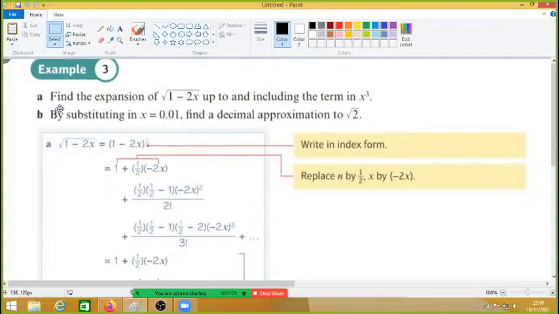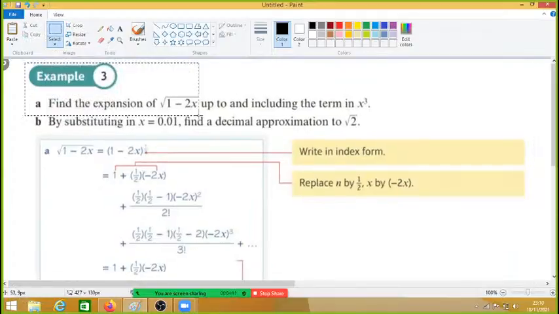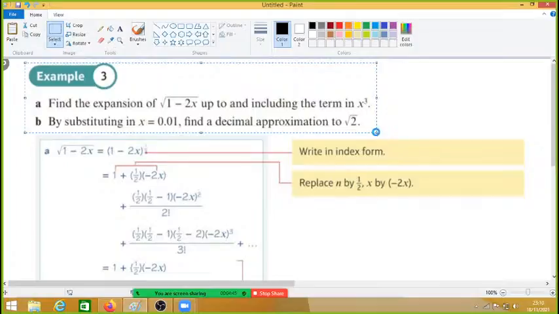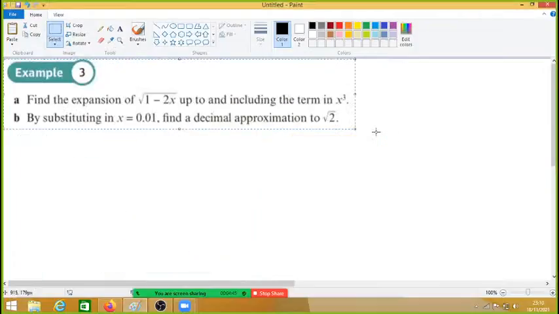So it's example 3 in the textbook. Let me just read it to you. It says find the expansion, in other words, use the binomial expansion formula, of the square root of 1 minus 2x. And you remember that a square root can also be written as the power of a half. So we're going to rewrite that in a second. Up to and including the term in x cubed, which means that you don't have to do too many terms. You want to do the first term, the second term, the x squared term, the x cubed term in the expansion. So that's what we're going to do in this lesson.